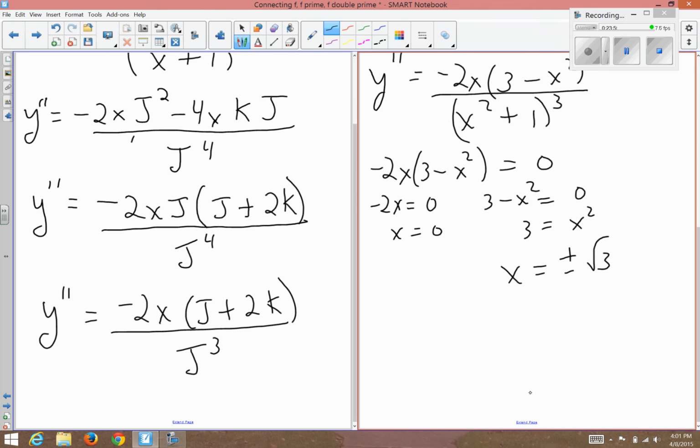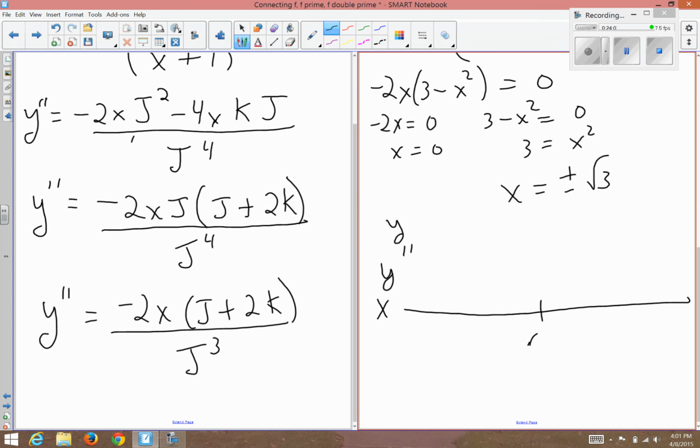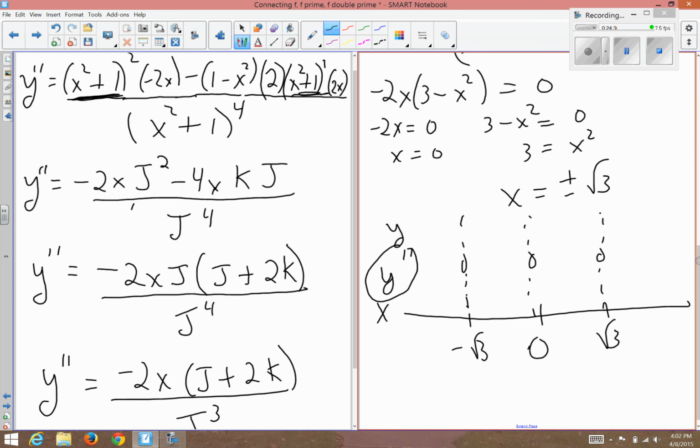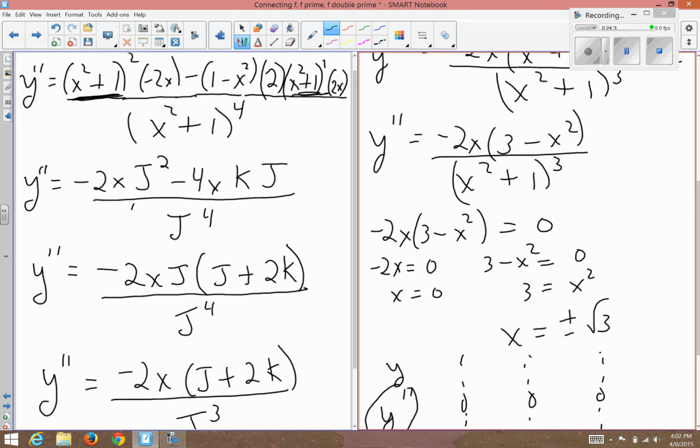Just solving these. So now we're going to write y double prime, and x, and we have 3 numbers to look at. We have 0, we have the square root of 3, and we have negative square root of 3. All of these numbers make y prime 0. You pick a number smaller than negative radical 3, wherever that is. It's up here somewhere. You could pick any number smaller than negative radical 3. You could use negative 10 if you want. You're going to plug it into y double prime, this thing.